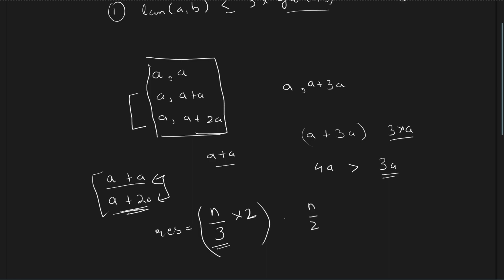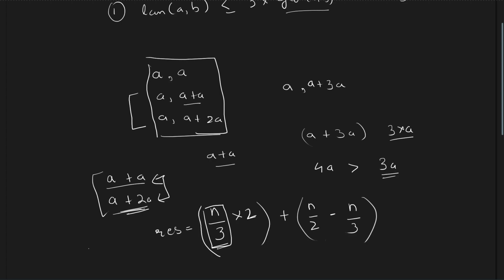But unfortunately, we have included A plus A in this number also, so we have to subtract it once. So n by 2 minus n by 3. This will be the second part of our answer, right?